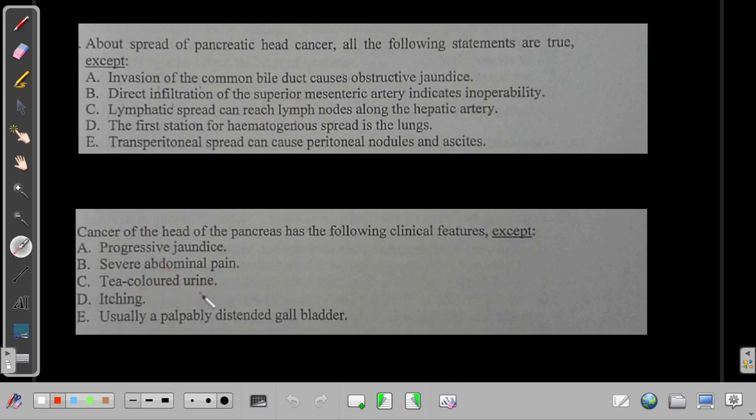Tea-colored urine, that's true. Itching, that's true, and may be very distressing. Okay? Usually a palpable distended gallbladder, that's true. What is called Courvoisier law. Okay?